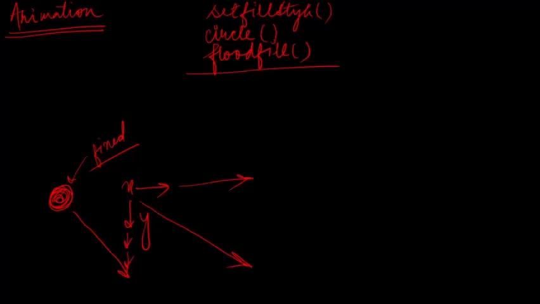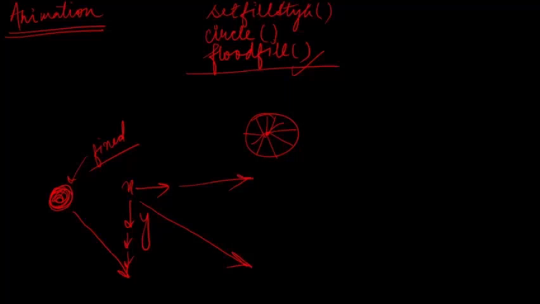Which will provide animation to the ball. So if we constantly keep changing the coordinates of the ball, why do the flood fill coordinates also need to be changed? Because flood fill takes the seed point which helps that ball be colored. So since the ball is moving, we also need to change the flood fill at every instance.